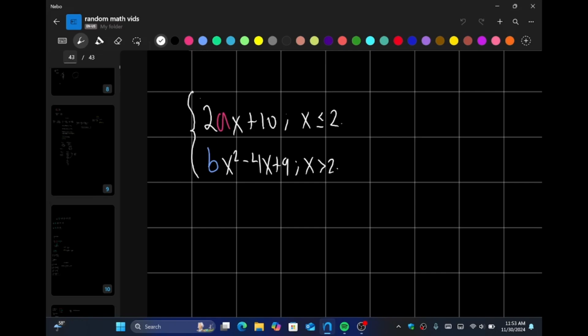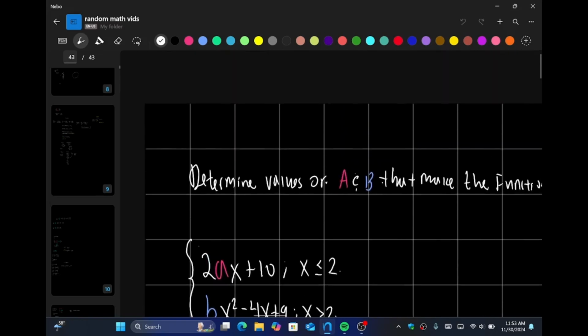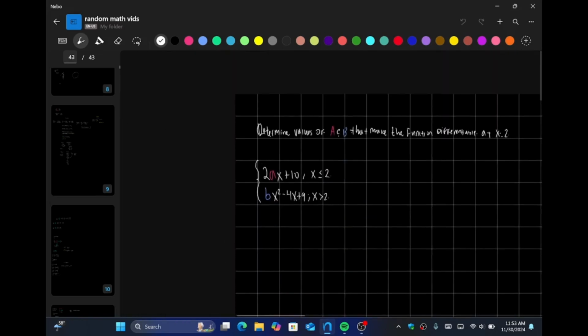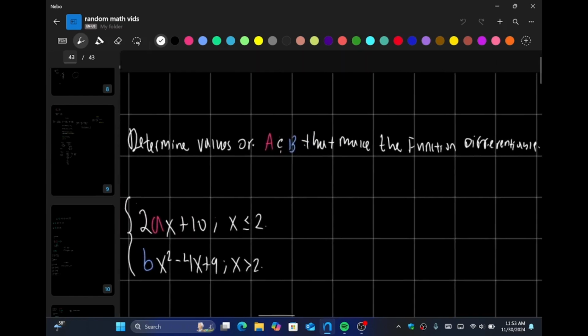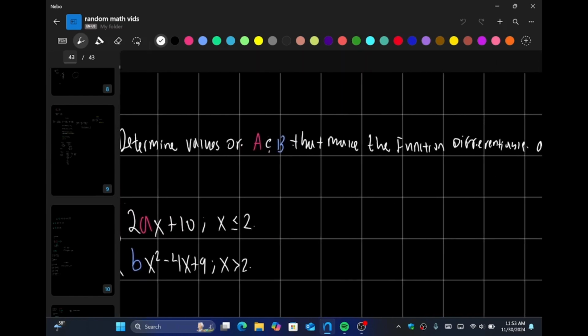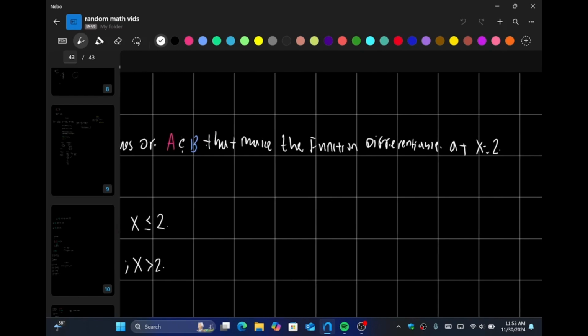So I wanted to go over this type of problem. It's a problem in calculus, I think calculus 1, and it's over differentiability of a function. They want to know what the values of a and b are that make the function differentiable at x equals 2. So it says determine values of a and b that make the function differentiable at x equals 2.